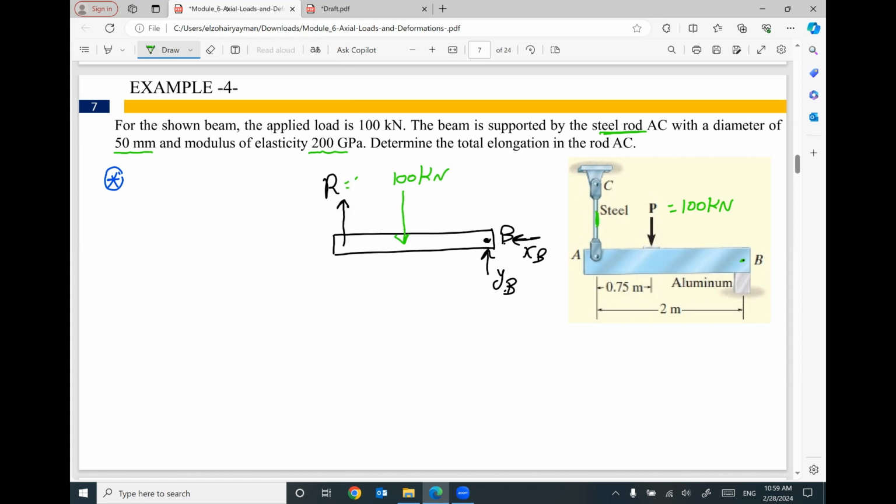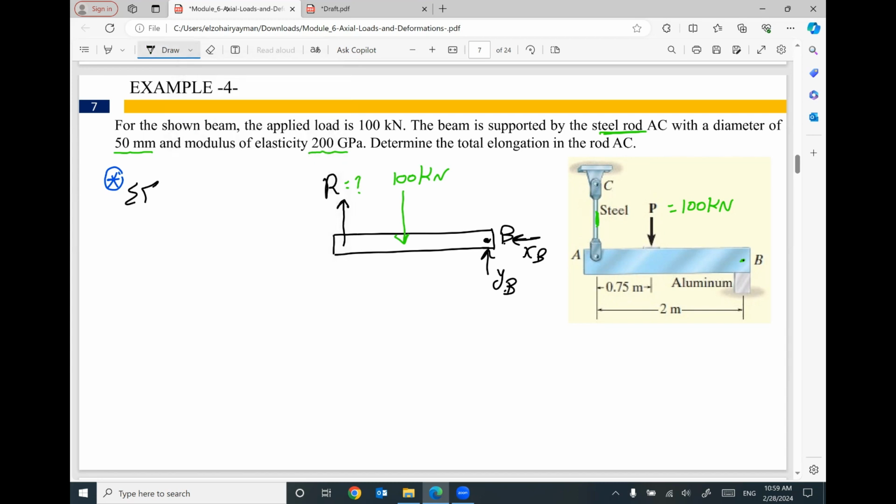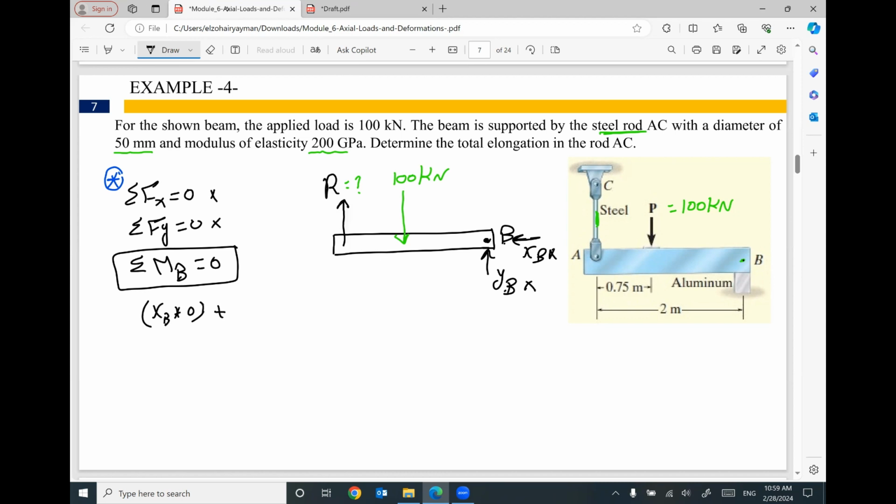So the first step, we need to figure out what is the force in the steel rod, which is R. We can apply the three equilibrium equations: summation Fx equals 0, summation Fy equals 0, summation moment at point B equals 0. I'm going to use this equation only because I'm looking for R. I don't care about the reactions at B, so I don't care about these two equations. If you take moment at B, XB will be multiplied by 0, and YB will be multiplied by 0. We don't have distance.